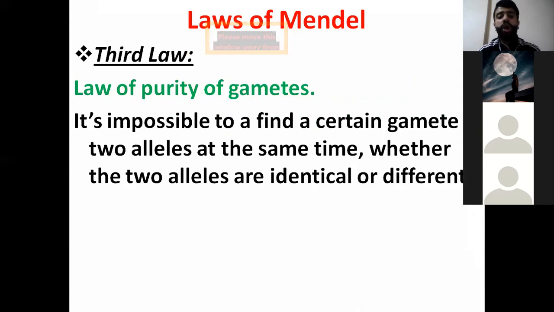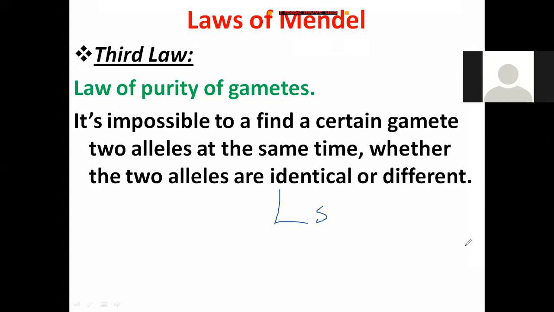Third law, law of purity of gametes. What is the meaning of law of purity of gametes? It's impossible to find a certain gamete that is carrying two alleles at the same time. For example, here we have LS, let's say. LS, what do you think, Abbas? If you have this genotype, long and short, how many different types of gametes does it give?